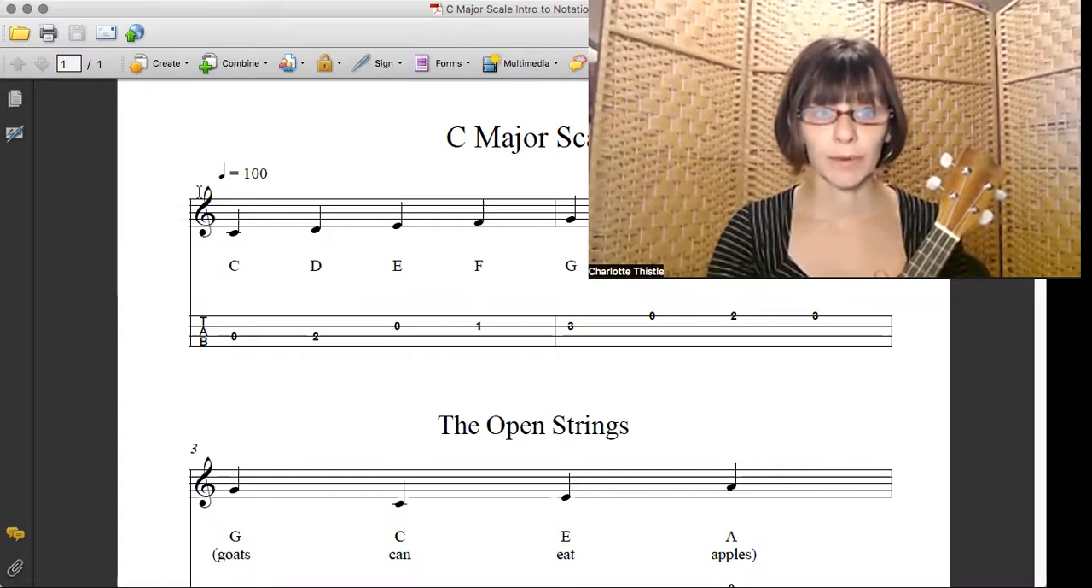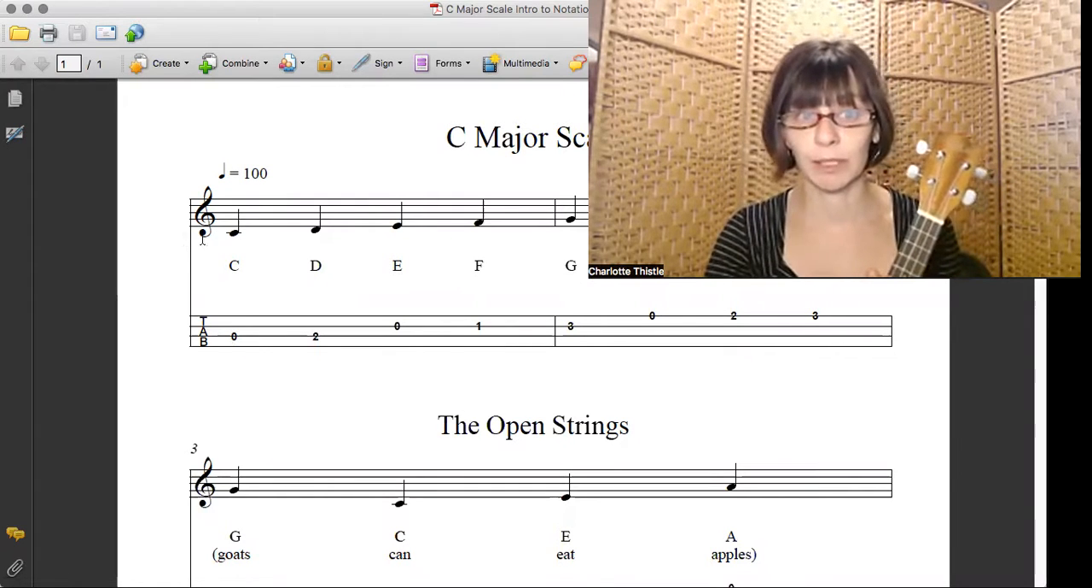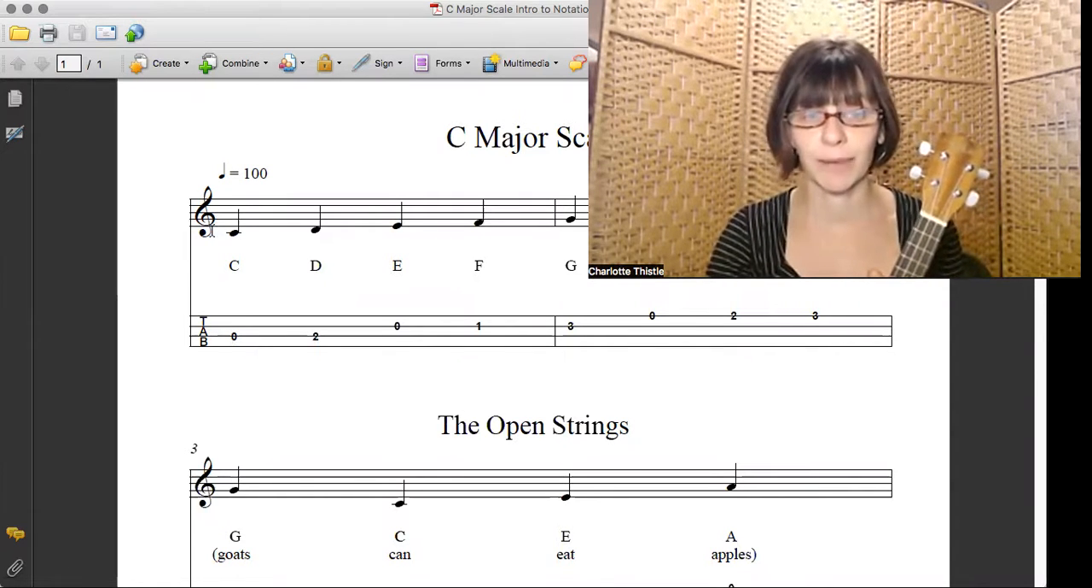First, let's just look at what this is. If you can see my cursor, you see I'm circling this G-shaped thing here, and it's called a clef. It's specifically the treble clef, and that's the only clef that we'll use for ukulele. There are other clefs for other instruments, but ukulele always uses a treble clef. And then down here we have our tab.